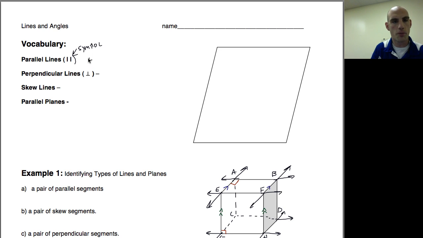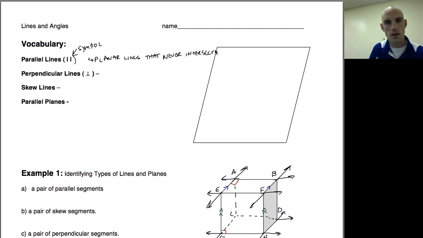Parallel lines are coplanar lines that never intersect. So they're coplanar lines that never intersect. For example, put a little blue star by them. These are parallel lines. Okay, so I'll call this M and I'll call this N.